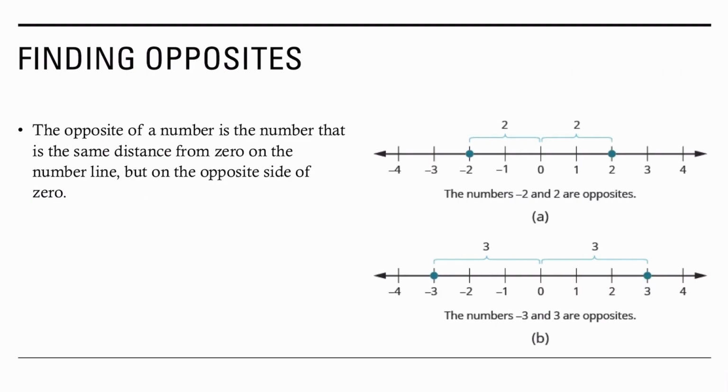So extending upon what I spoke about before, we have this concept of opposites. The opposite of a number is just a number that is the same distance from 0 on the number line, but on the opposite side. On this example on the right, you can see that -2 and +2 are opposites because they're both 2 from 0, just in different directions. So -2 is 2 to the left, +2 is 2 to the right. And that's the same with 3 and -3. 3 is 3 units to the right of 0, and -3 is 3 units to the left of 0.